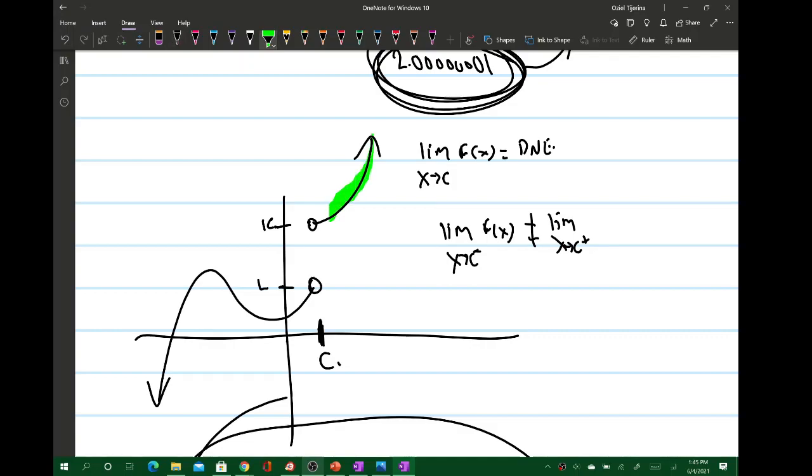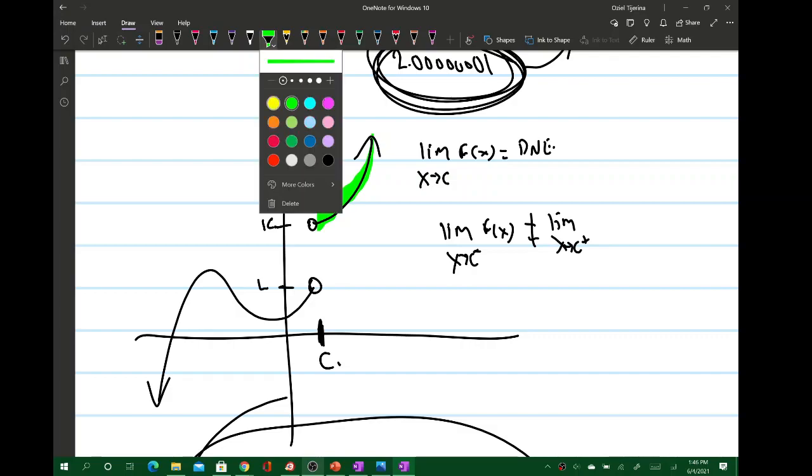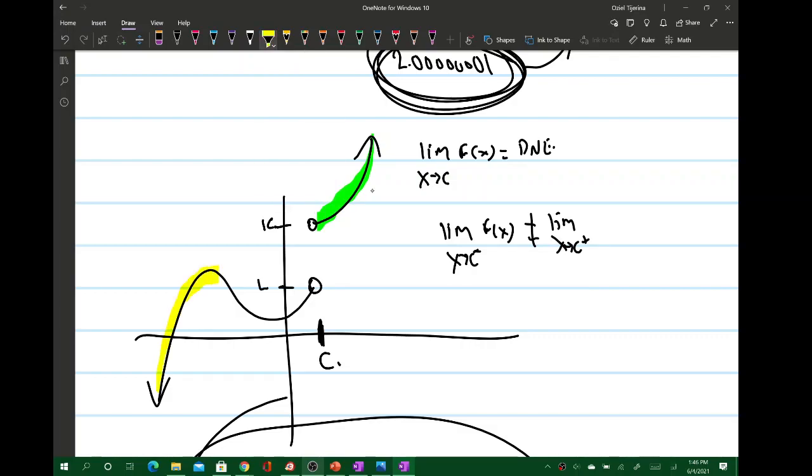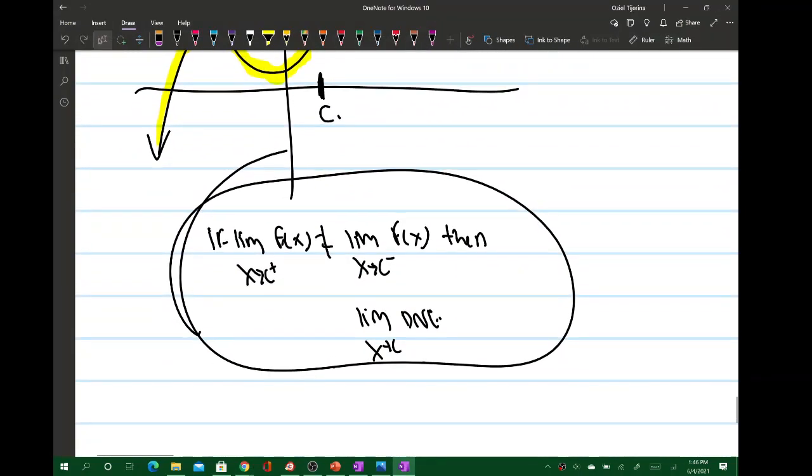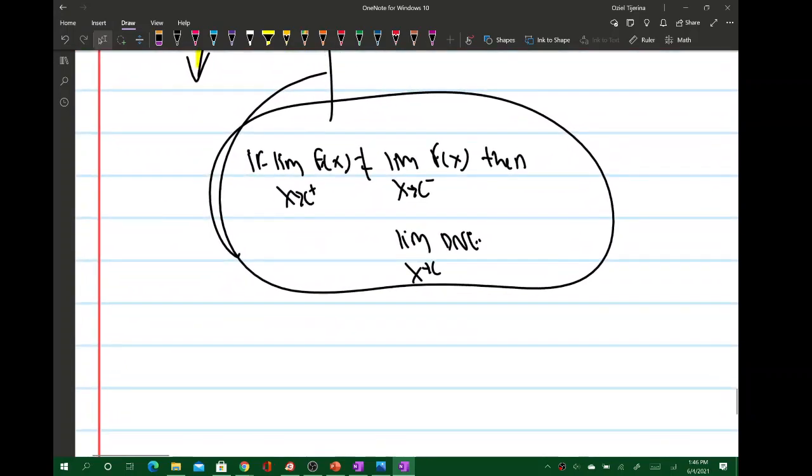This just means from the right. This one means from the left side. And that means if the limit as x approaches c from the right side is one thing, and the limit as x approaches c from the left side is another thing, then the limit does not exist. It's really something that we must understand. And if you really don't understand it, at least we can memorize it. That's at least what I would do.